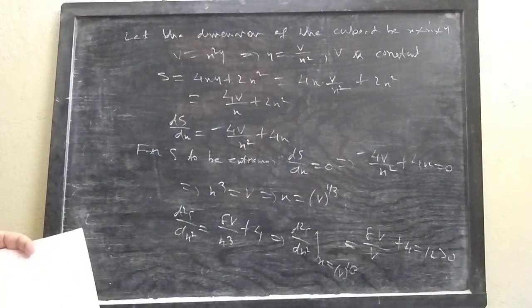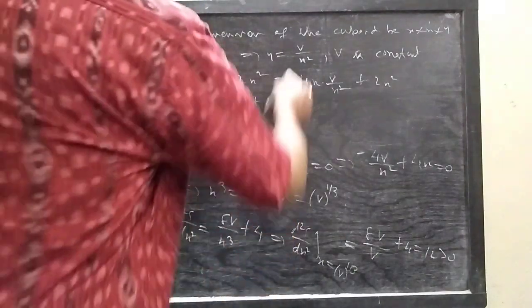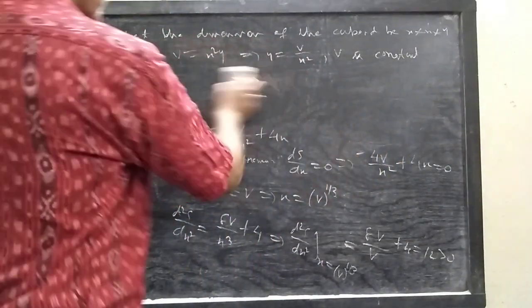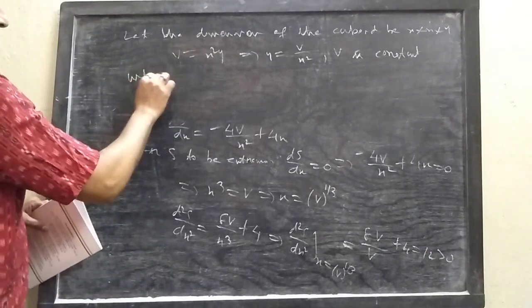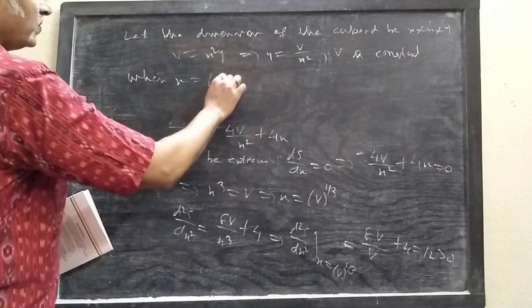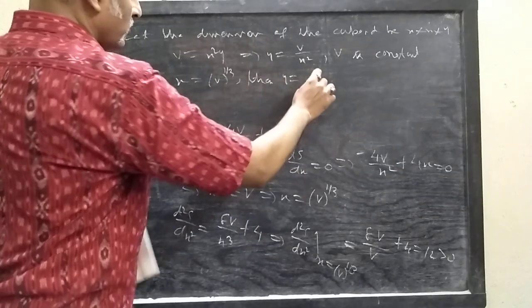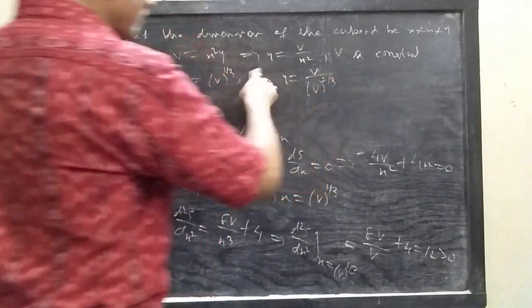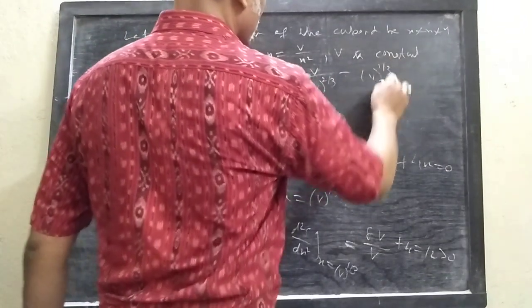Surface area is minimum when it is a cube. Now look, when x equals b to the power 1/3, then what is y? Find from this relation. When x equals b to the power 1/3, then y equals b by b to the power 2/3, because x square will be b to the power 2/3. This will be b to the power 1/3.